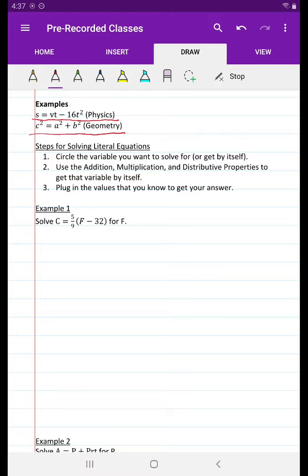So the steps to doing these, what I recommend doing is circle the variable that you want to solve for, and then you're going to be using your addition, multiplication, and distributive properties to get that variable by itself. So it's kind of like solving an equation, doing PEMDAS backwards. And then this last step, plug in the values that you know to get your answer. We're not going to worry about that so much today because we're not really using these formulas for anything. But what we'll be concentrating on is getting the variable by itself.